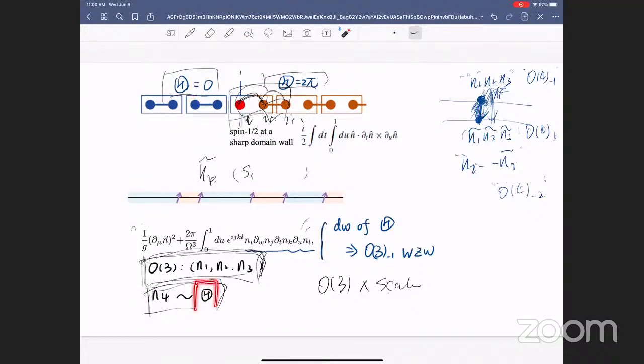And at the quantum critical point, N4 is again... We talked about SO4 before. I thought the O4 comes if N1 squared plus N2 squared plus N3 squared plus N4 squared is constrained to be 1, not just the sum of the first three.